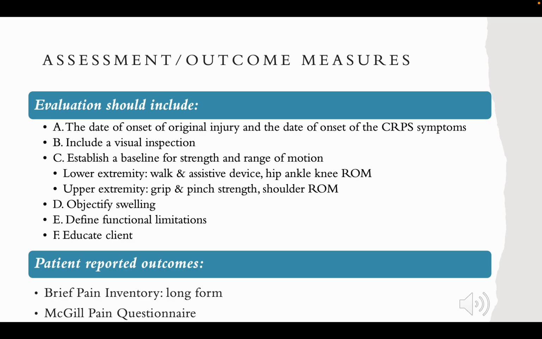Two patient-reported outcome measures used for CRPS include the Brief Pain Inventory long form, which allows the patient to rate the severity of their pain, to which degree the pain interferes with their quality of life and ADLs. The McGill Pain Questionnaire assesses the quality and intensity of the pain and is a multifunctional measure that has 3 components: sensory intensity, cognitive impact of pain, and emotional impact of pain.